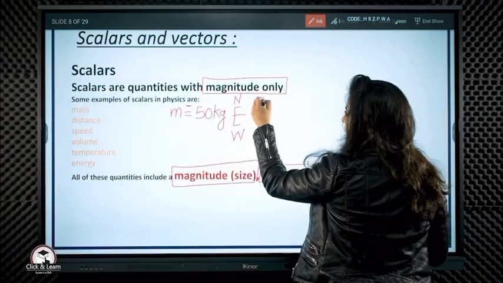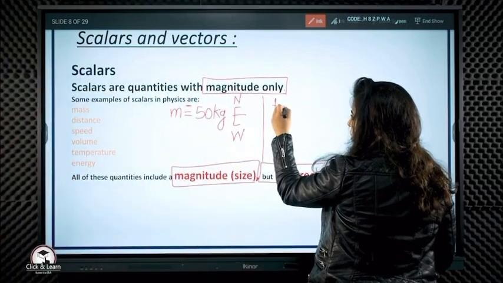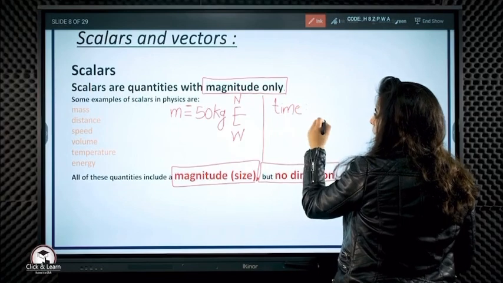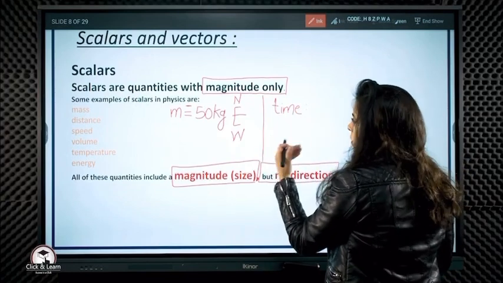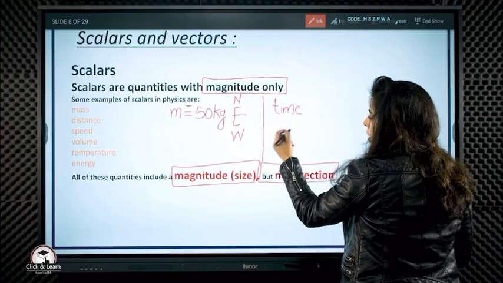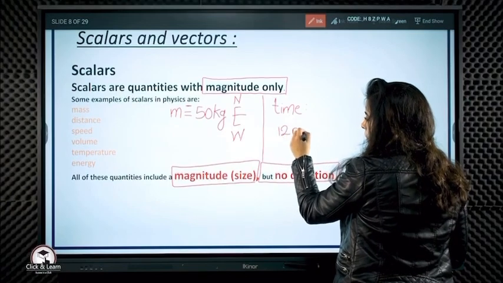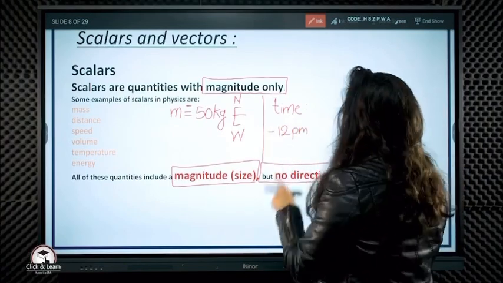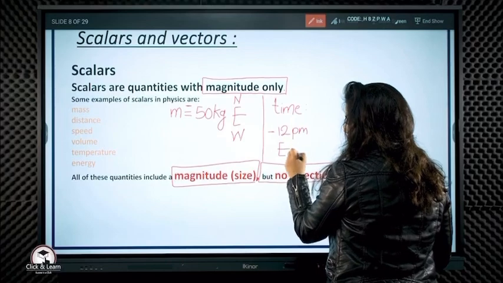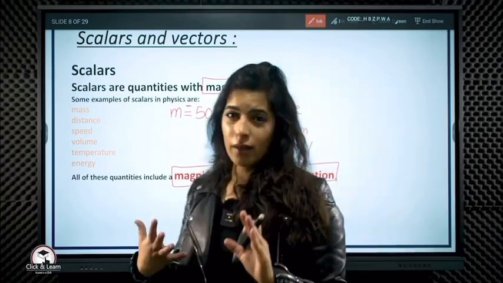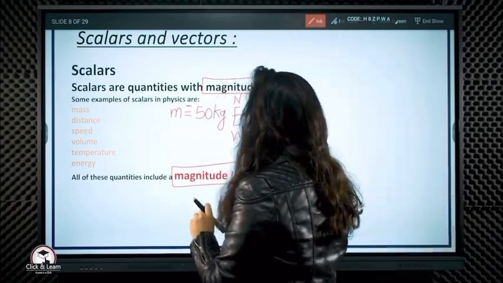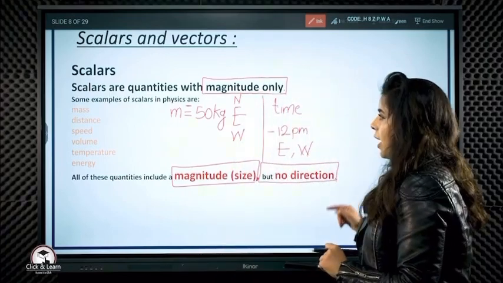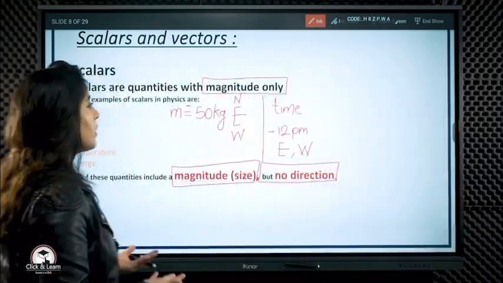And let's talk about time. Time is also an example of a scalar quantity. Have you ever heard that the clock is 12 p.m. negative, or 12 in the direction of east or west? I'm talking about the clock. Is that right? It's not right. So the scalar is always about the magnitude only and no direction. I don't have to mention the direction because there is no direction for this quantity.